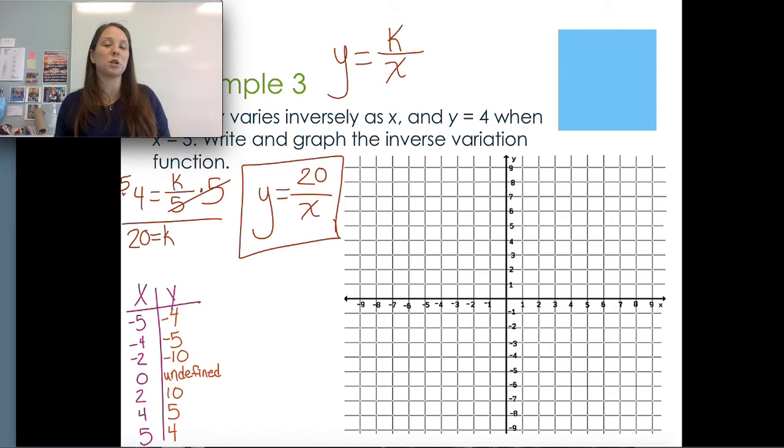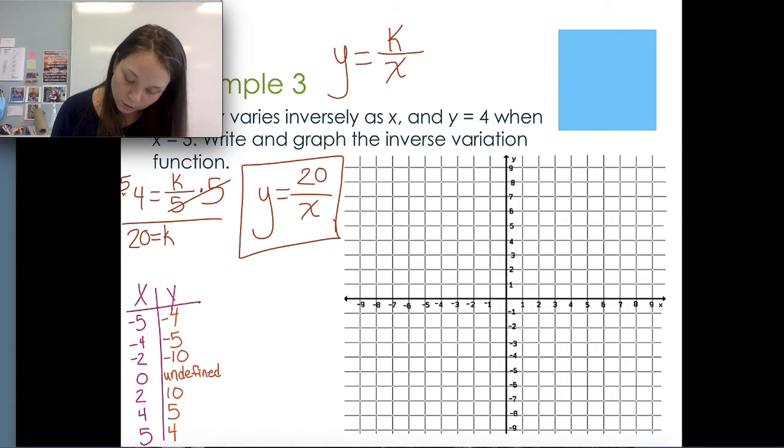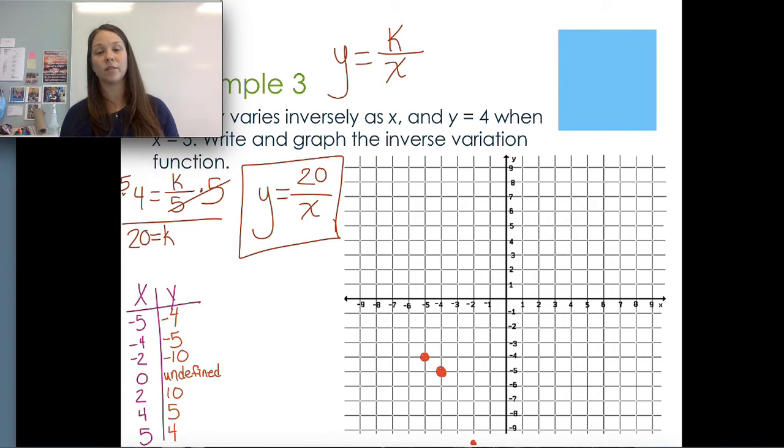I chose these numbers because I knew I was going to be dividing them into 20, so I picked numbers that were easy to divide. If you chose numbers like -3, -2, -1, that would have been just as fine. So let's graph as many of these points as we can. We have the point -5, -4. Then we have the point -4, -5. And then we have the point -2, -10, which is kind of off our graph, but if I do it like here, you can kind of see it.